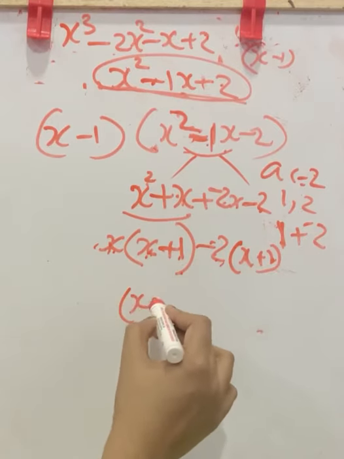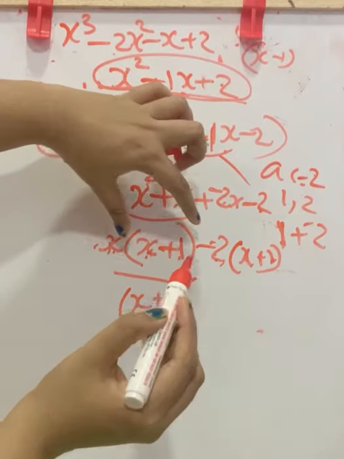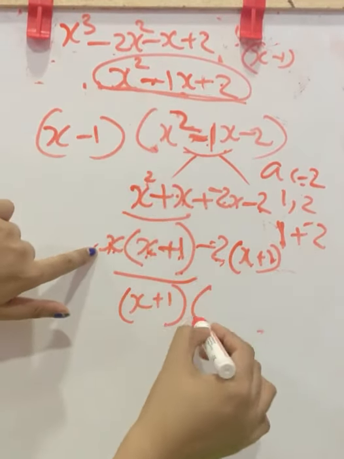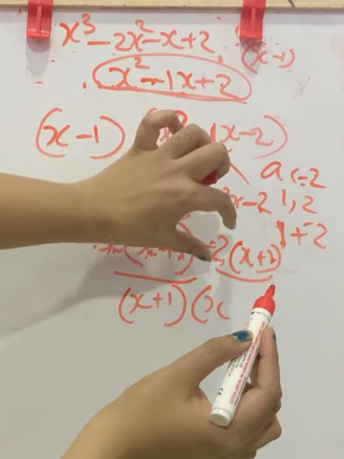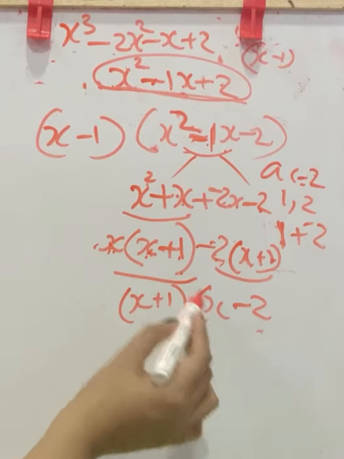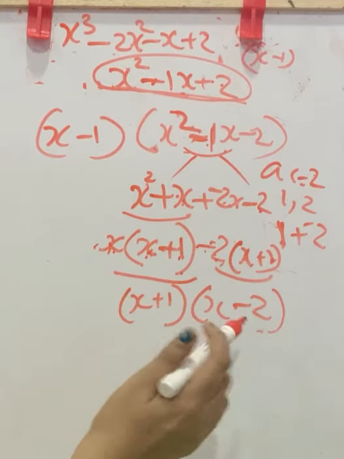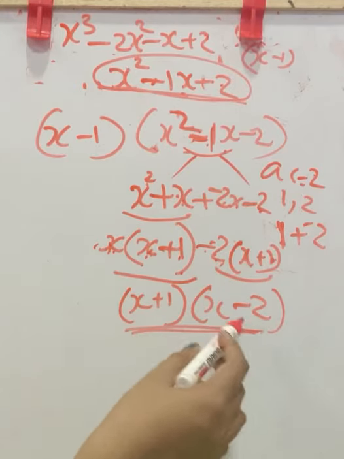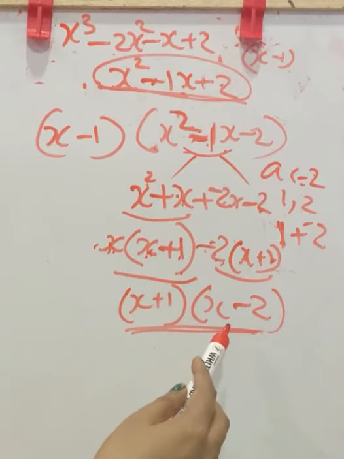Now from these two terms, x plus 1 is common. So x plus 1 is taken outside. Now from this term, x plus 1 taken outside, balance is x. From this term, x plus 1 is taken outside, balance is minus 2. So x minus 2. Brackets are taken outside. So the two factors of the quadratic polynomial are x plus 1 and x minus 2.